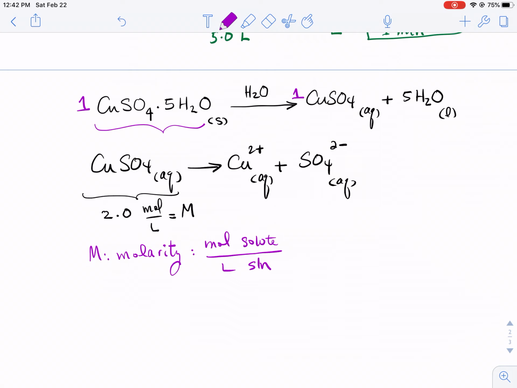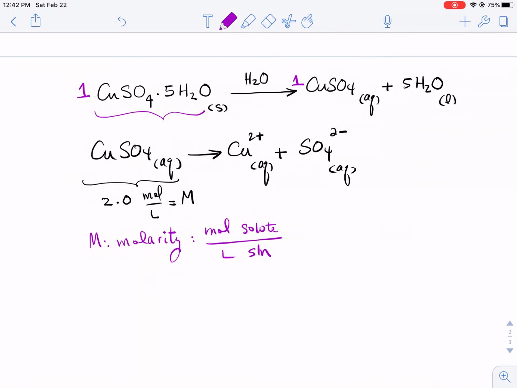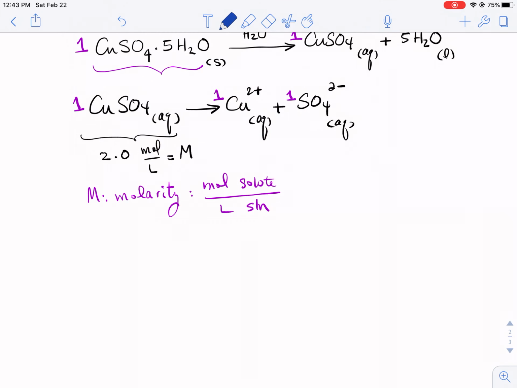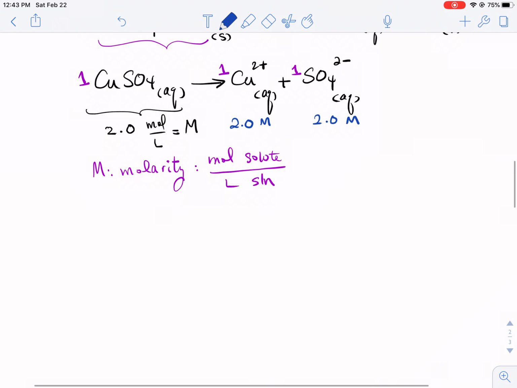Now, looking at the equation that I just gave you, the one above this definition of molarity, you can see that the relationship is 1 mole of copper sulfate to 1 mole of copper to 1 mole of sulfate. So if you have a solution that is 2 molarity in copper sulfate, you're going to get a solution that is 2 molarity in copper ion and 2 molarity in sulfate ion, because copper sulfate dissociates into copper and sulfate.